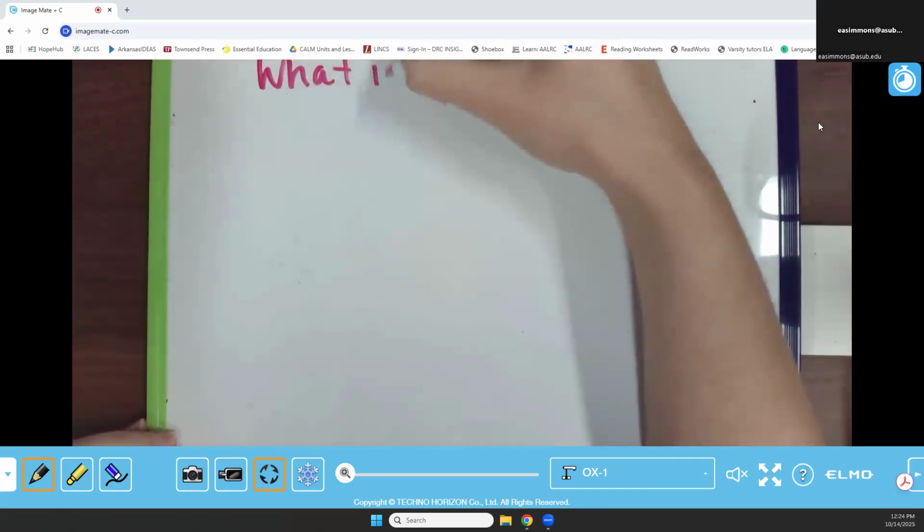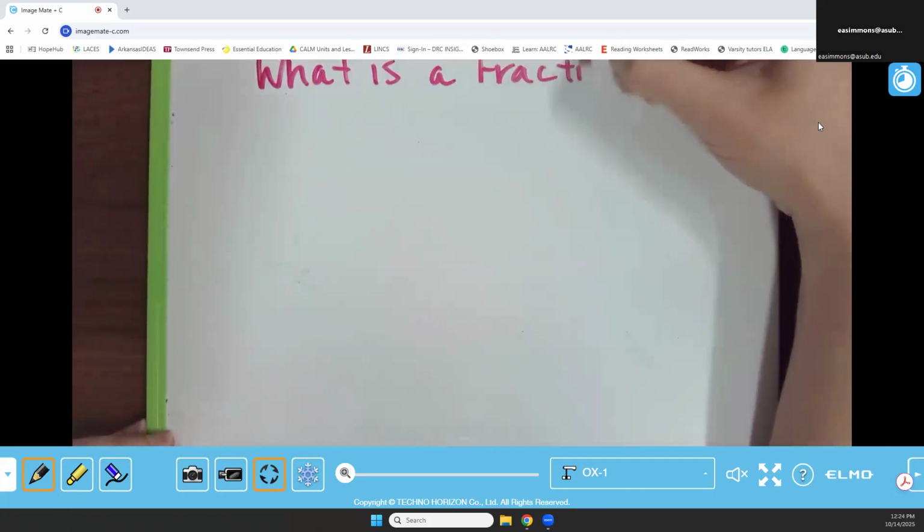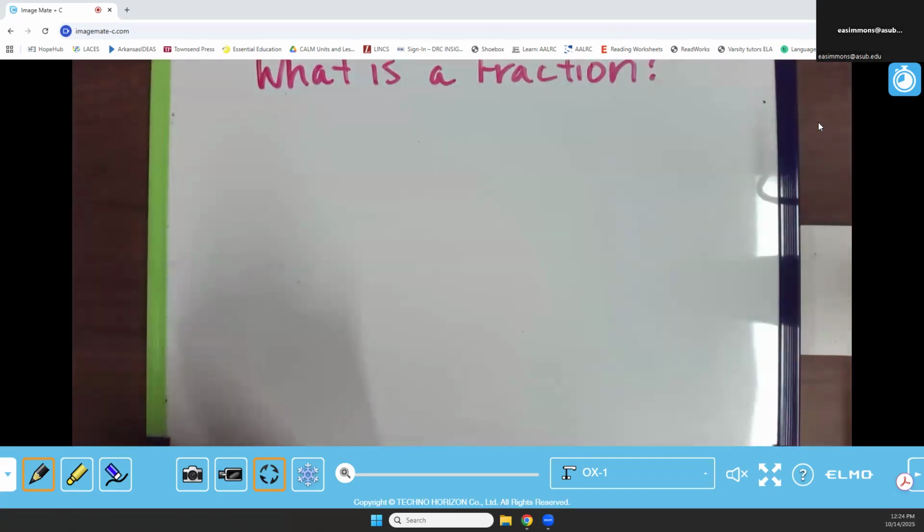What is a fraction? Over the next few weeks, we'll be working on different things using fractions. We'll be adding, subtracting, multiplying, and dividing with fractions, and just working with fractions in general. I know fractions are something that throw a lot of people off, so I wanted to go over that with y'all. So what is a fraction?